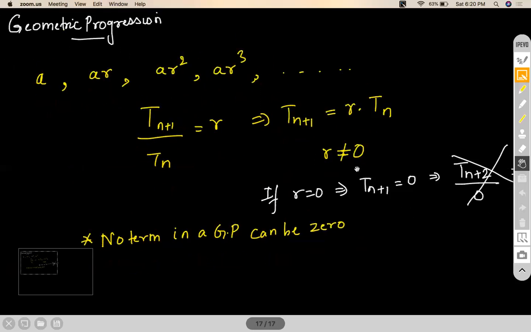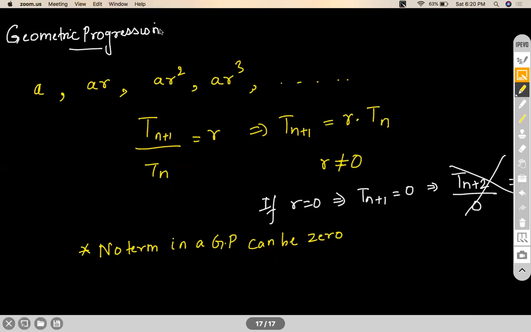Right? Now, how would I find out the expression for the nth term? If you see the pattern, from the pattern also you can answer this. The first term contains A R to the power 0, the second term contains A R to the power 1, the third term contains A R to the power 2, etc. So your nth term would contain A R to the power n minus 1. Okay, so this is your nth term.